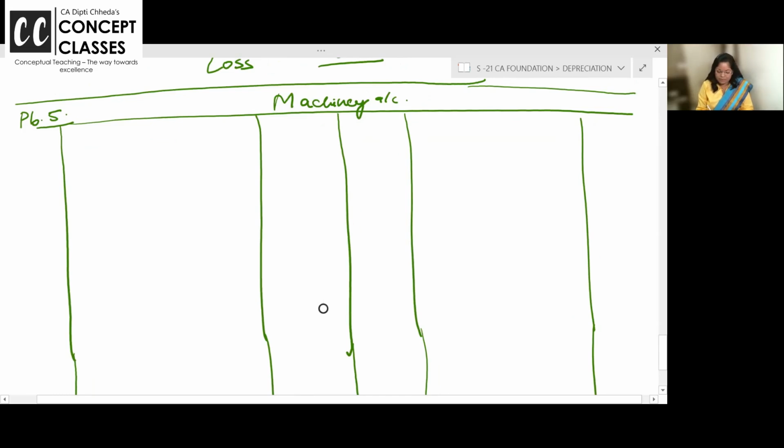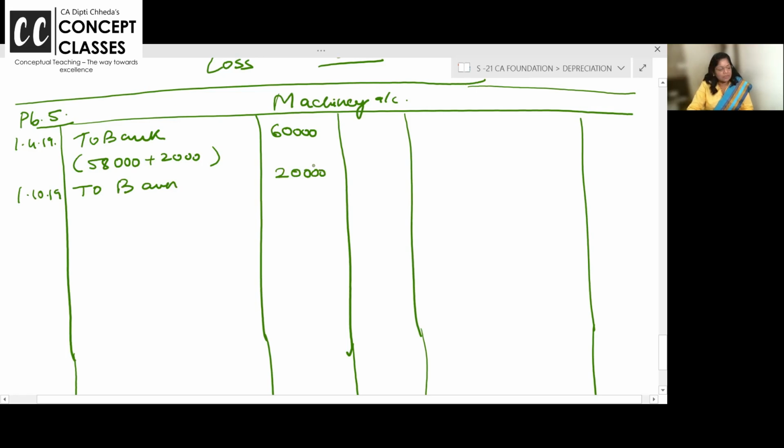Chalo, let us start with the first one. 1st April 19. The machinery is purchased for 58,000 and some expenditures are also done. So the total cost you can put in one or you can put it separate. 60,000. This is the position on 1st April. Again, 1st October, another machine is purchased for 20,000. So 2 machines are purchased. And then 21 May, the machine is sold.